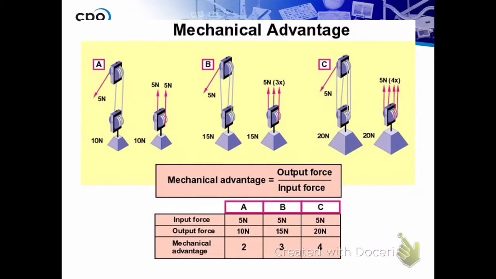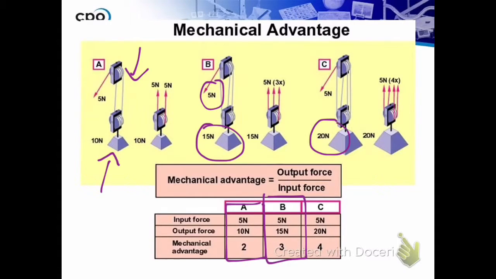Here's a couple different examples as well, all with pulleys. Here we have an output force of 10 and an input force of 5, and so the mechanical advantage is 2. Here you've got an output force of 15 and an input force of 5, so the mechanical advantage is 3. Output force of 20, input force still of 5, the mechanical advantage is 4. And if you look carefully, you'll notice the difference between each of these pulley setups is how many times the string is wrapped around.